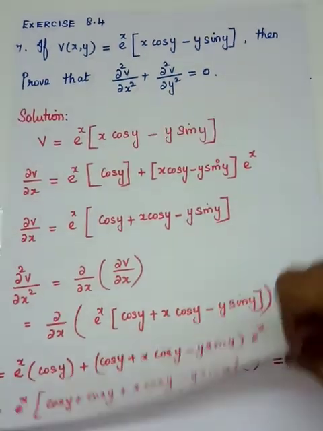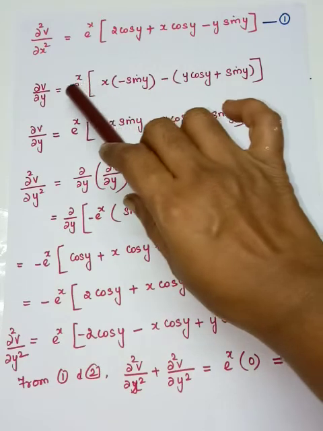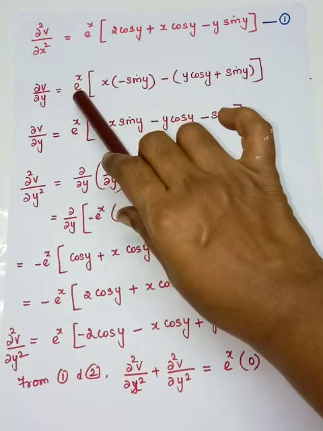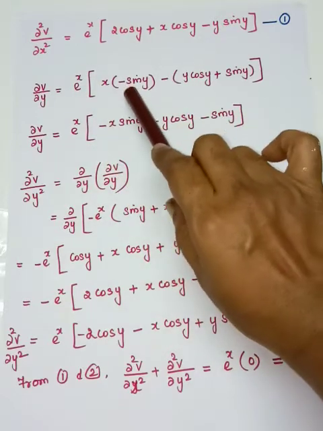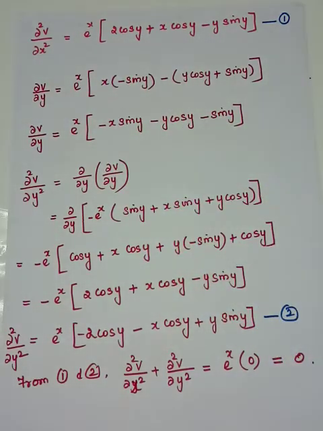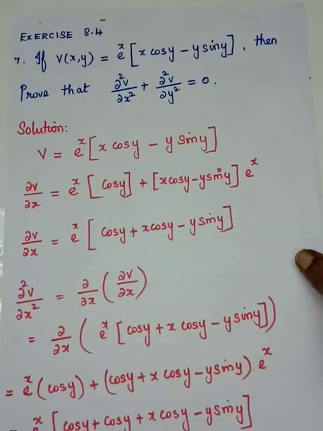See the first term. Here we are not using the product rule because e power x, x is involved, so it is a constant, it is taken out. The differentiation of the first term is x into minus sin y. And come to the second term.